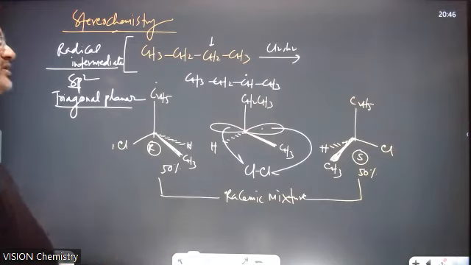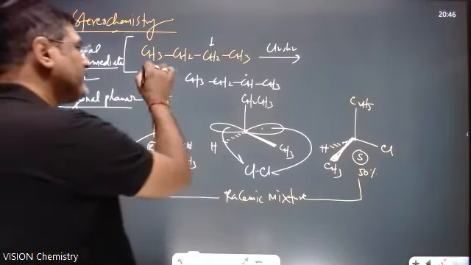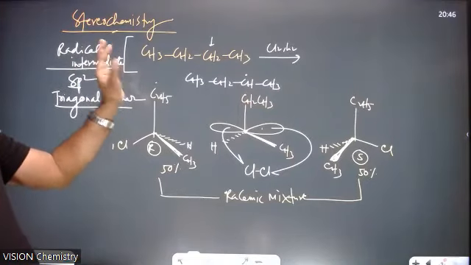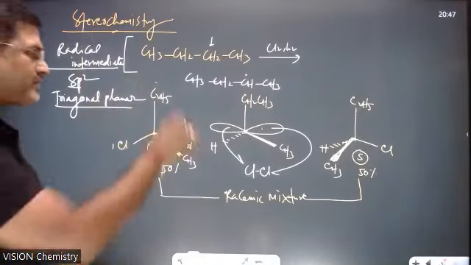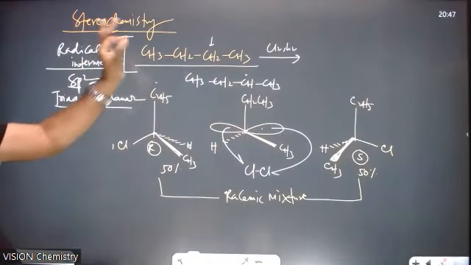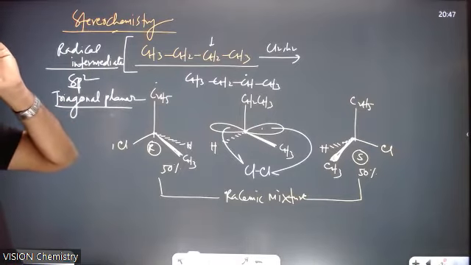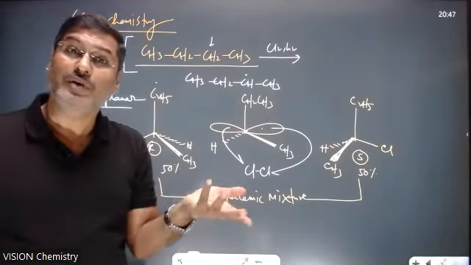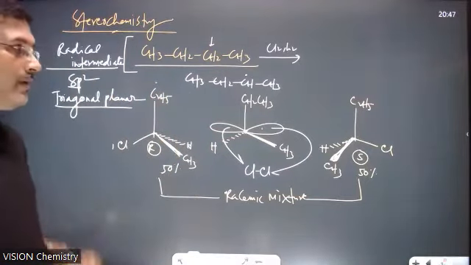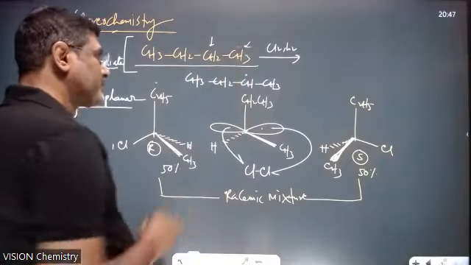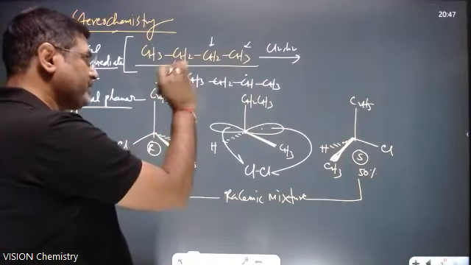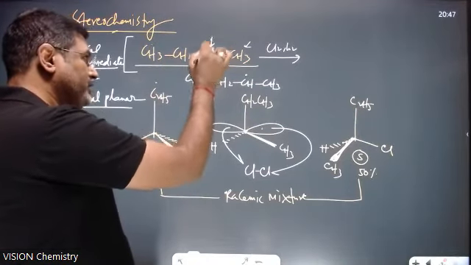So if the question is there, how many products does it give? Total number of monochlorinated products in this case, including stereoisomers. On this place, one product. Here together one. Here they are same. But on this place, how many are you getting? Two products.